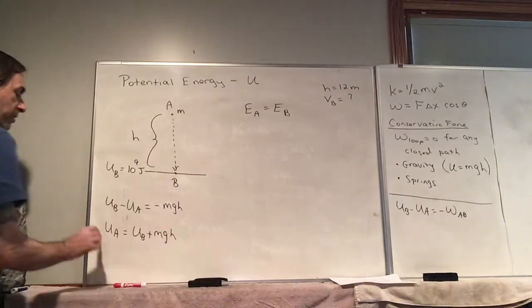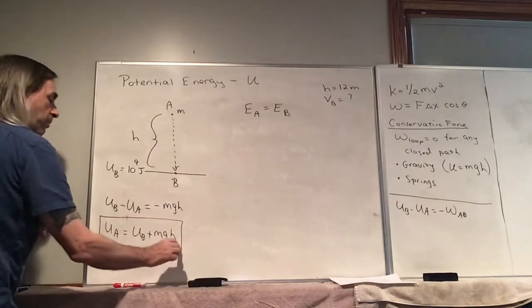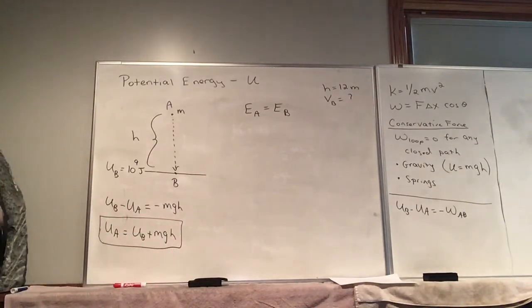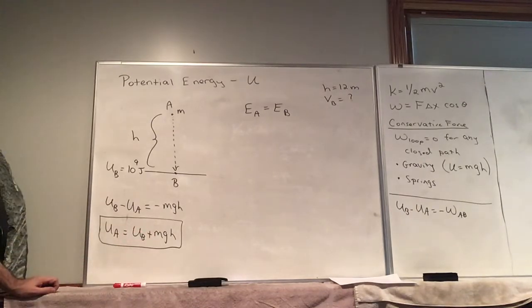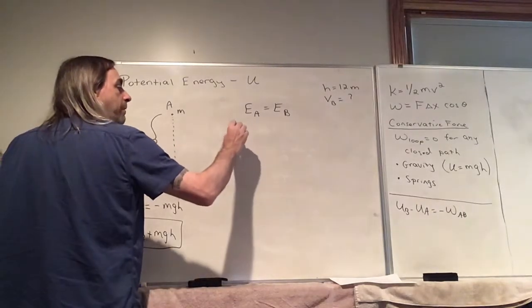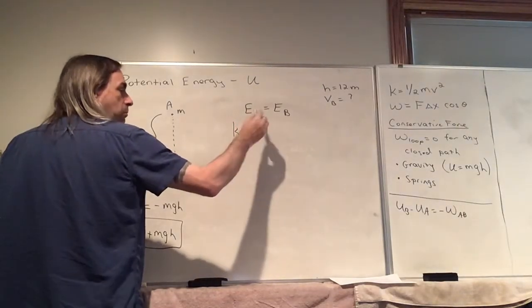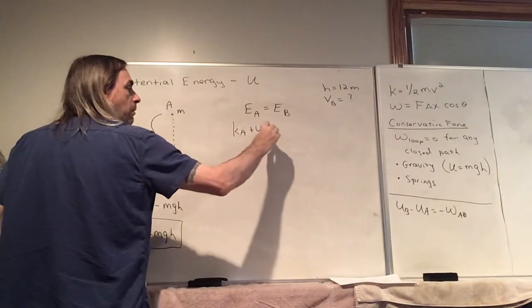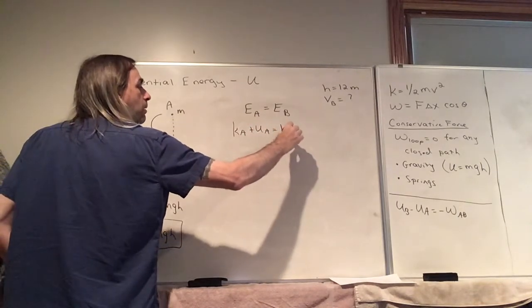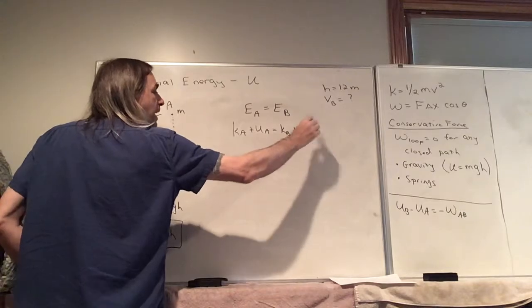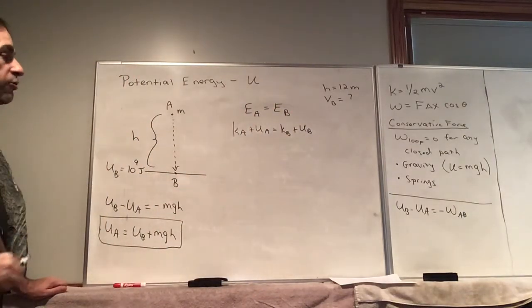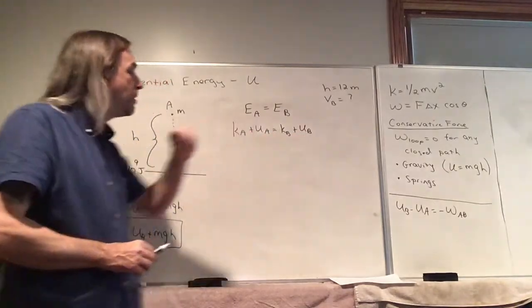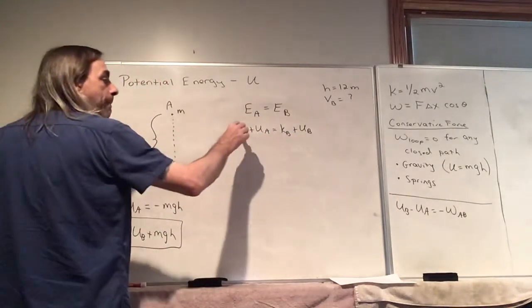So just moving things around, we get the potential at A is equal to the potential at B plus this term mgh. So now let's apply it, just like we did before. We'll write this down: kinetic at A, even though it's 0. So we set it up exactly as before. Kinetic at A plus potential at A equals kinetic at B plus potential at B.